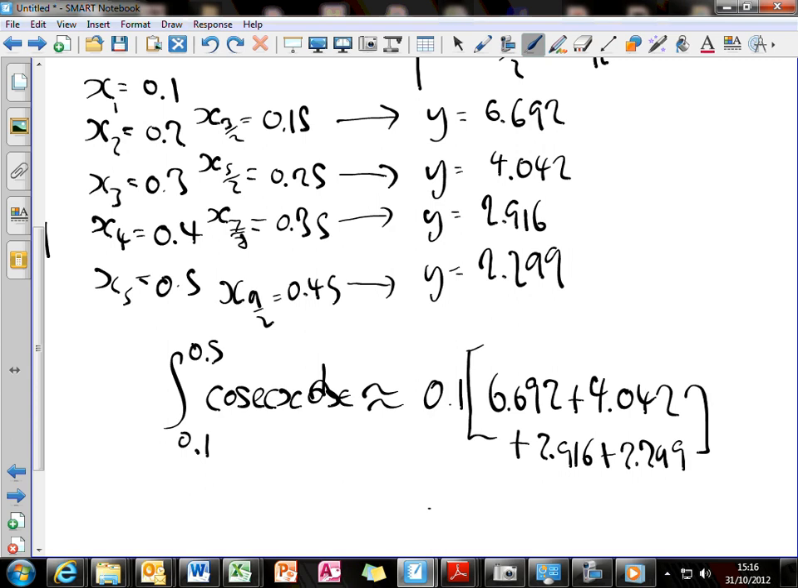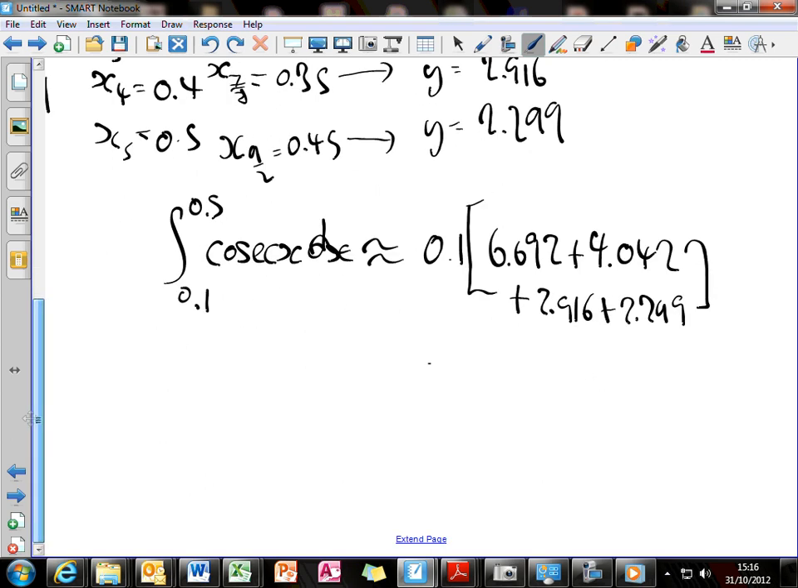We just do that, and we come out with 1.59, and that's your approximation. This was the h here. Okay, so that's question 6 done.